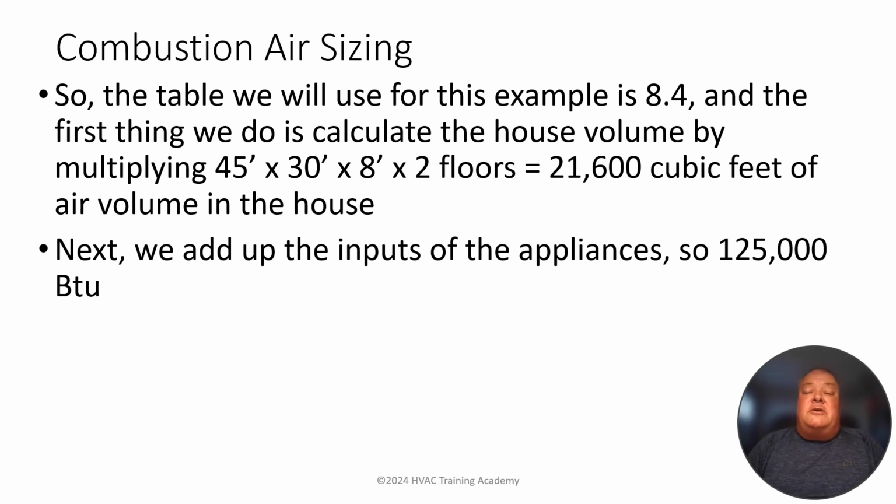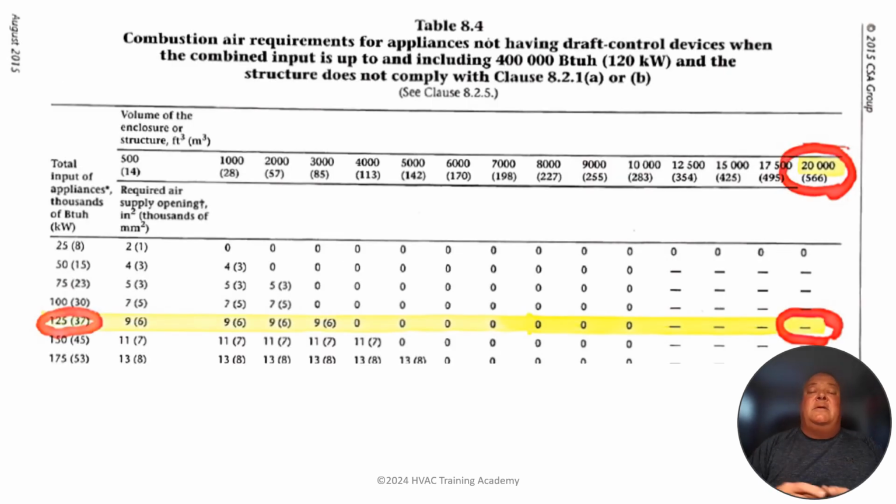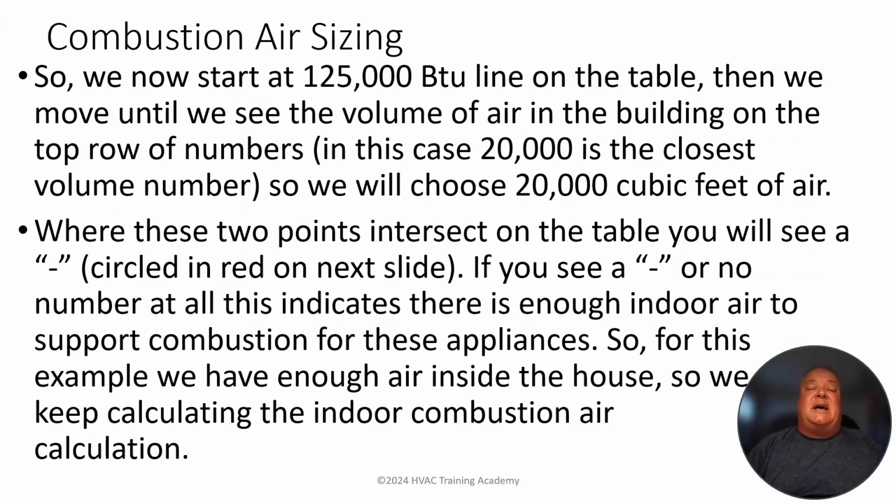And again, we're going to use 125,000 BTUs, but this time on table 8.4 because both appliances have no draft control devices. So when you look across there, you can see we get out to 20,000. And again, we've got a dash indicating that we have more than enough air to satisfy the requirements from inside that home.